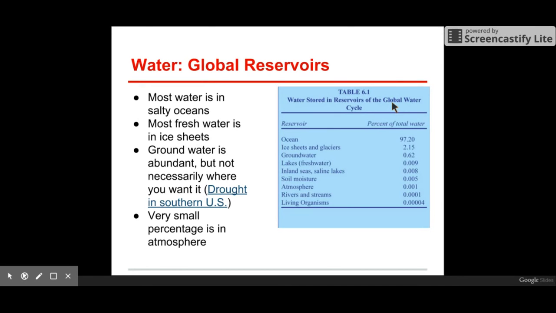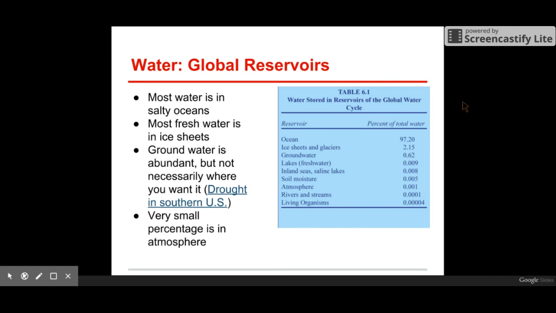As you can see in table 6.1 from your text, the ocean is by far the largest of these reservoirs, containing 97% of the water on the Earth. Glaciers and ice sheets are the second most common reservoir. You'll notice that in fact groundwater is the third largest reservoir. The problem being that it's not necessarily where you want it to be. Right now, for example, Vermont has plenty of water in the ground, whereas California doesn't have enough. There's a pretty big drought going on there right now.